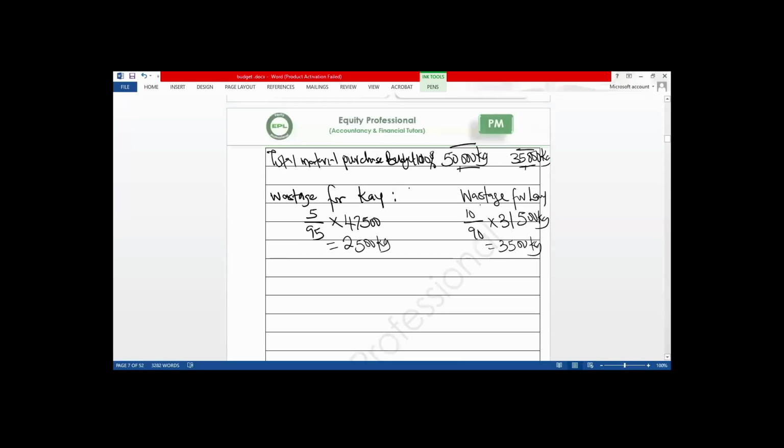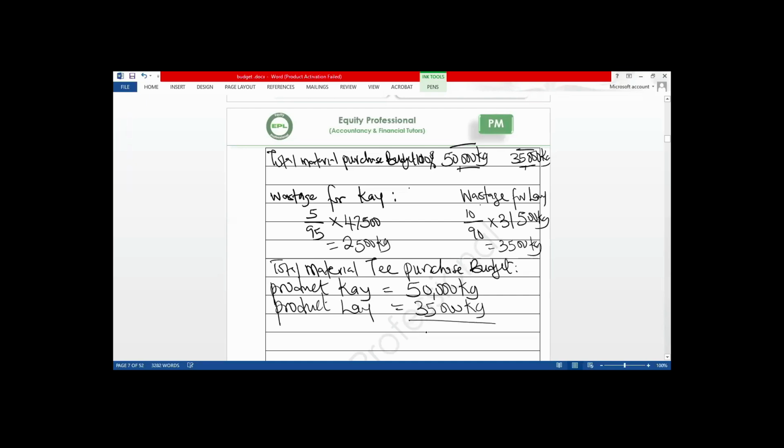You can do like this. Total material T purchase budget. For product K, we are going to purchase 50,000 kg. For product Lay, we are going to purchase 35,000 kg. That means total is 85,000 kg.